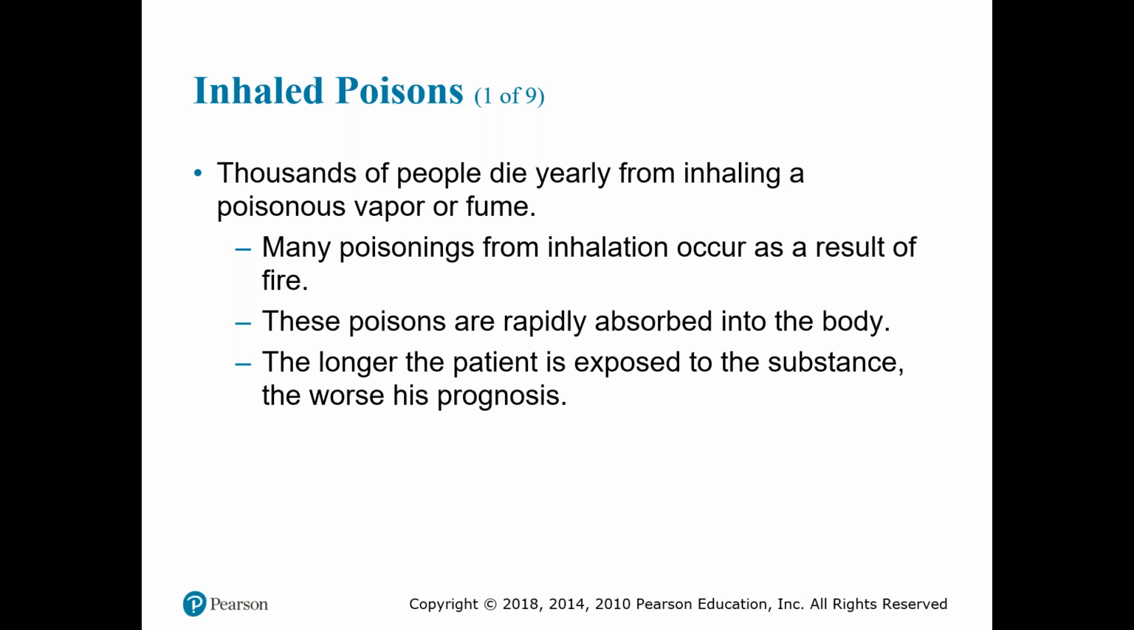Inhalation poisons. So thousands of people die every year from inhaling a poisonous vapor or fume. The most common one is going to be carbon monoxide poisoning, which is right around this time of year. So carbon monoxide is the incomplete combustion of carbon, creating carbon monoxide, which means one oxygen molecule, and that creates that compound. So with inhalation poisonings, the signs and symptoms occur much more rapidly than with ingestion poisons because they immediately enter the system into the blood and then also affect the central nervous system.